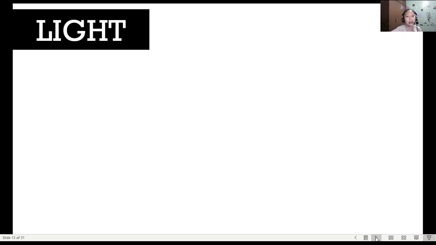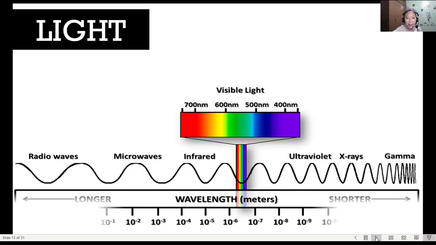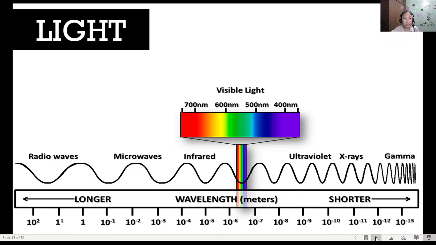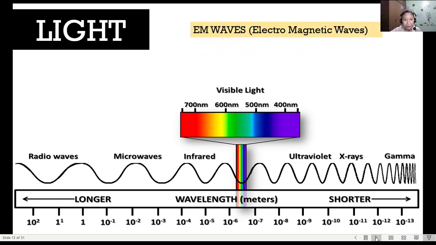So let's talk more about what is light. Nakikita natin dito yung structure ng isang buong electromagnetic waves, or what we call EM waves for short. So it starts from radio waves, followed by microwaves, then infrared, and then visible light, then ultraviolet rays, X-rays, then the gamma rays. Ayan, so yan yung pagkasunod-sunod.